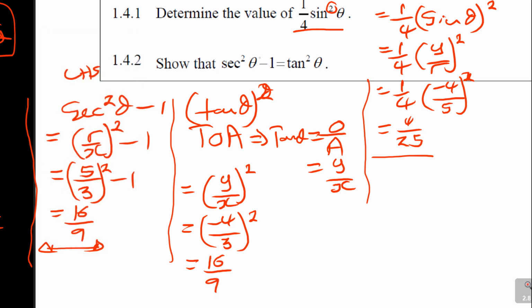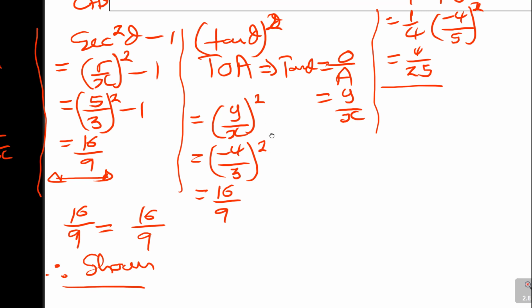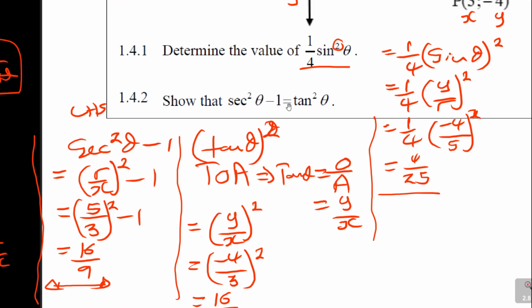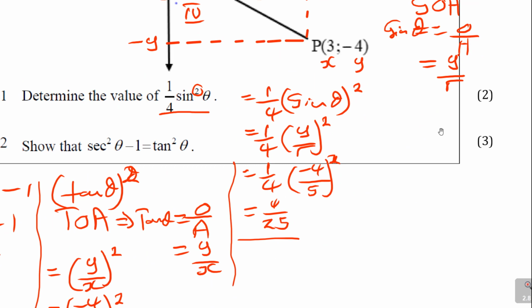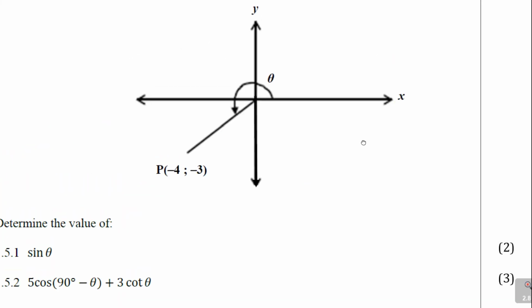You see? So show that sec squared theta, then you can say 16 over 9 is equal to 16 over 9. Then therefore, you say shown. You can rewrite that statement. I don't want to write it again. Therefore, you say sec squared theta minus 1 is equal to tan squared theta. You get 3 marks. Guys, this was a bit different, of course. The approach was a bit different, but guess what? It's still using that foundation that I laid. Look at the next one. Can you do it? Try it yourself.